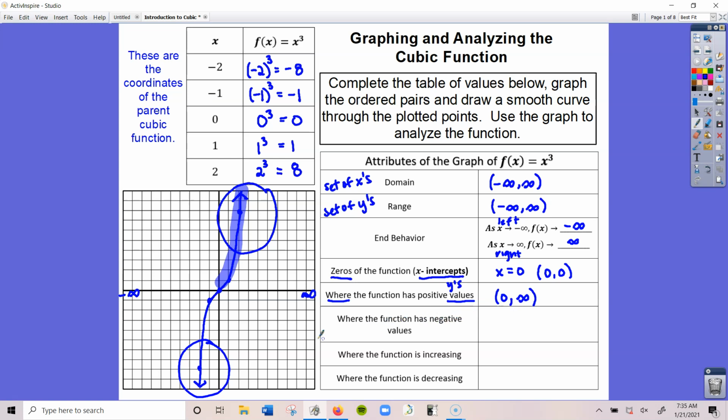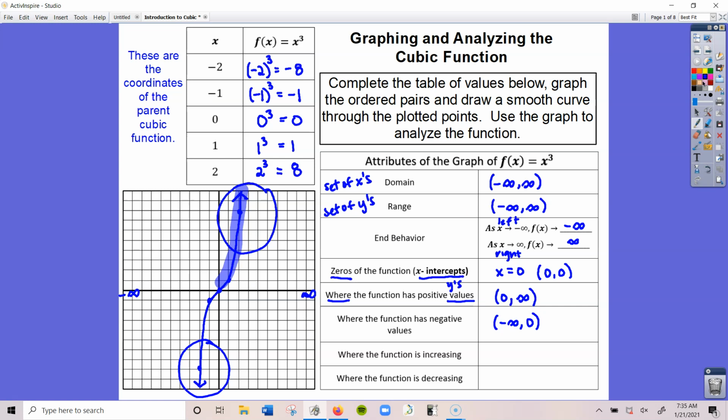The function has negative values when it's below the x-axis, so the part here that I did not highlight. It's below the x-axis, the whole left side of the graph. So we would start from negative infinity until 0, because then at 0 it becomes positive.